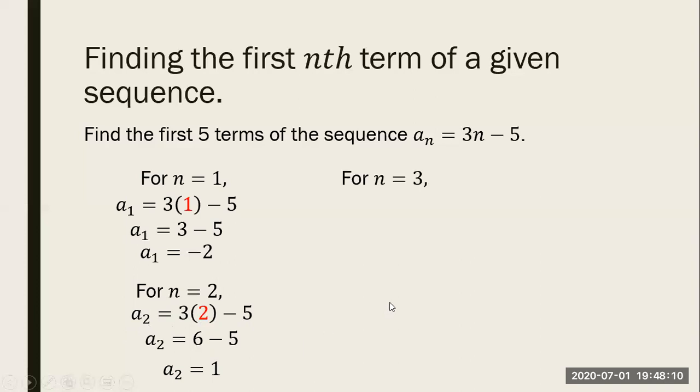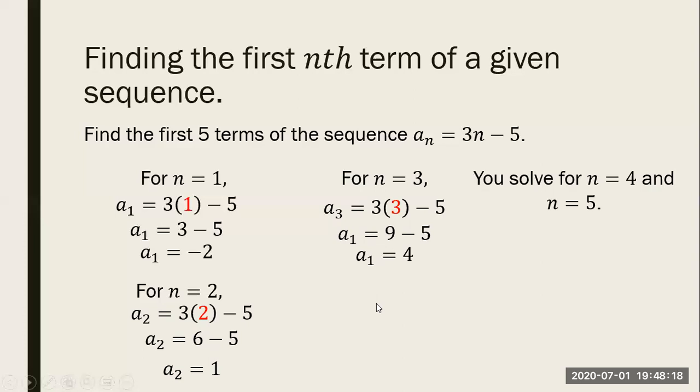And for n is equal to 3. So 3 times 3 minus 5. We have 9 minus 5. The answer is 4. So at this point, you have to solve for n is equal to 4 and n is equal to 5. So you may pause this video to solve for the n is equal to 4 and n is equal to 5.